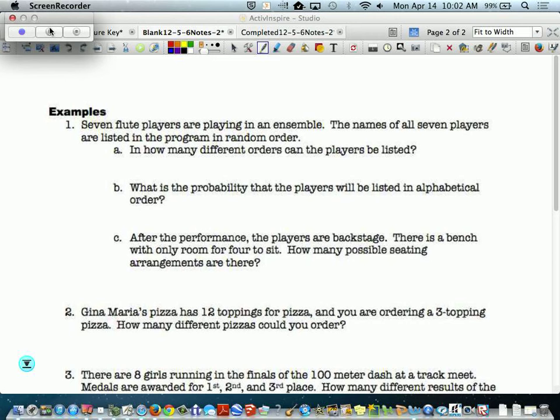Alright, we have 7 flute players in the ensemble. The names of the 7 flute players are listed in the program in a random order. In how many different ways can we list the names?